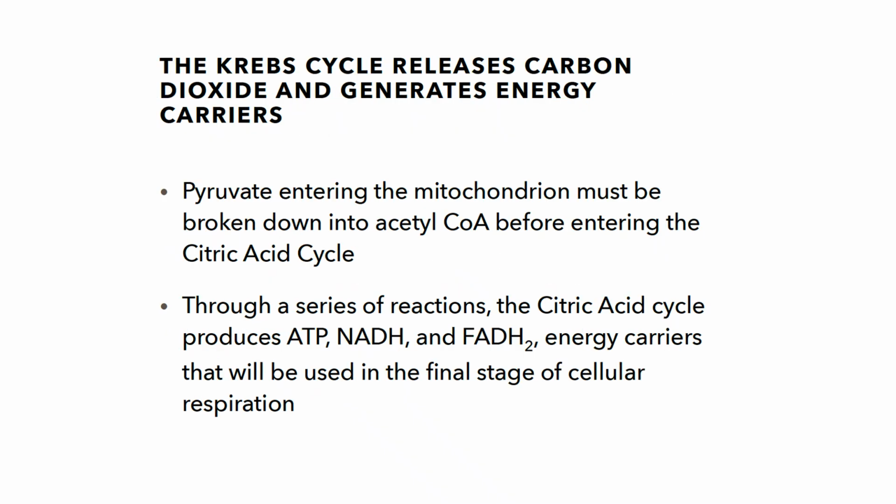Before entering the citric acid cycle, pyruvate must be converted into acetyl-CoA. Through a series of reactions, the citric acid cycle produces ATP, NAD, and FAD2. These energy carriers will deliver high-energy electrons to the final stage of cellular respiration. Carbon dioxide is released as a byproduct during this cycle.